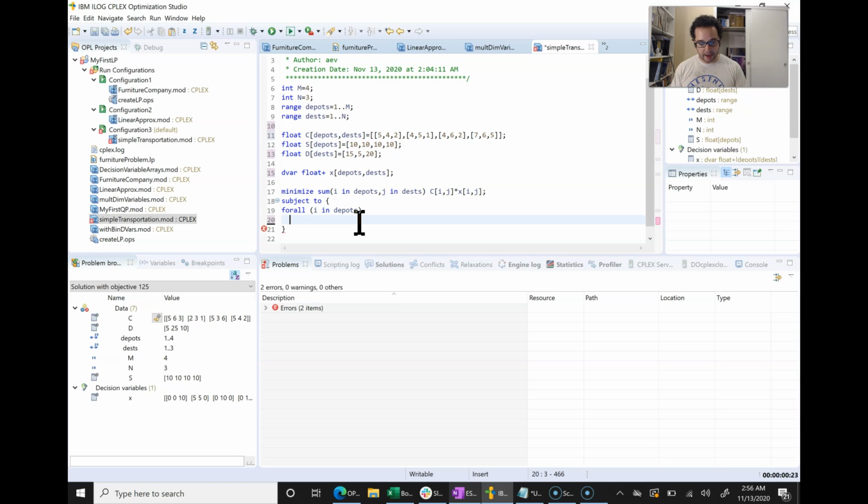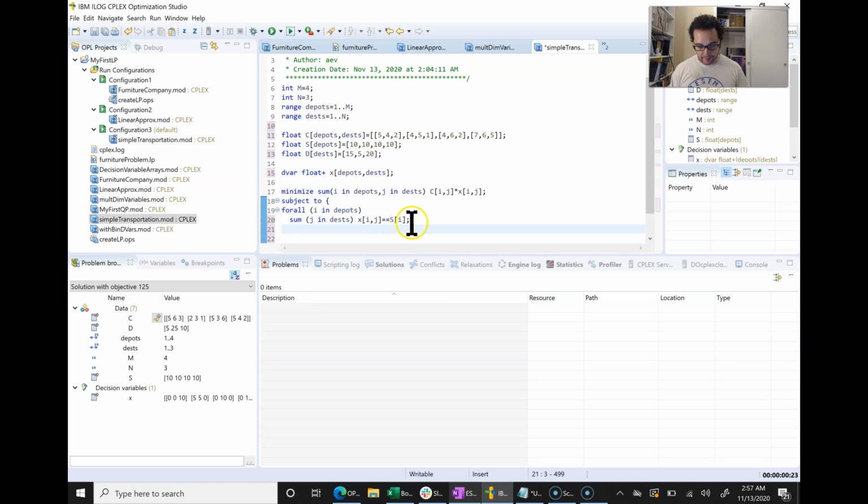So in our case, the constraint is sum j in destinations x i,j is equal to s i. At this point we can wrap it up with a semicolon. And something it did not, oh, equal.